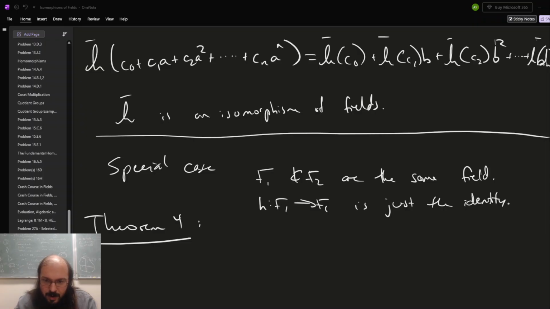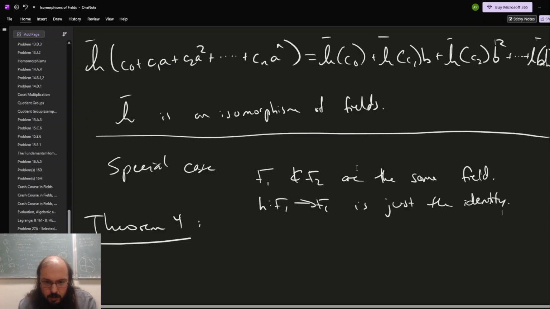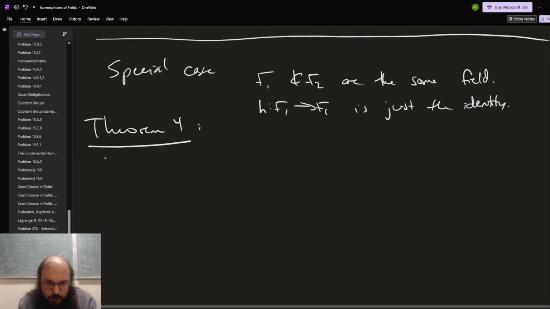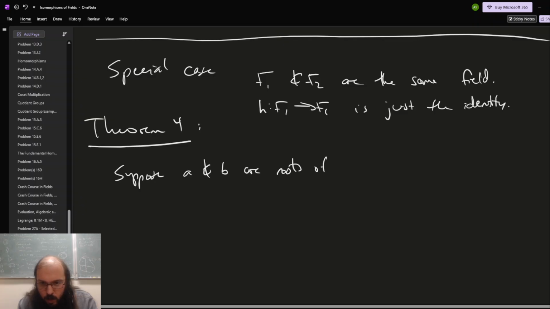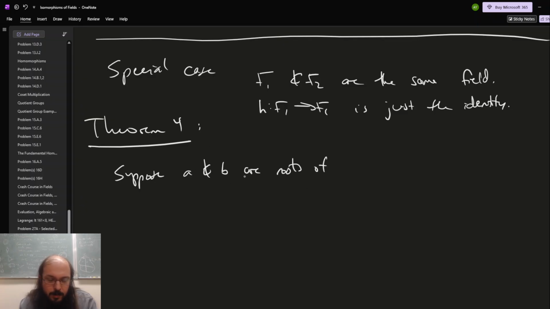Let's state the theorem again now. Suppose that A and B are roots of what polynomial? Well, A was the root of P, B was the root of HP. But since they're the same field, and the isomorphism is the identity map, HP is just P again. So they are the roots of the same polynomial.